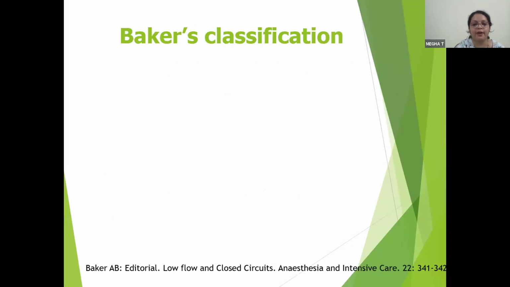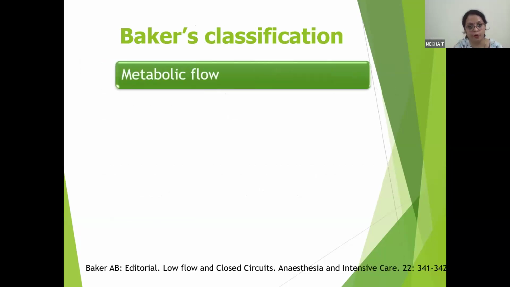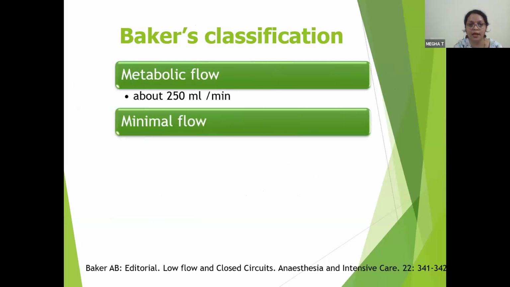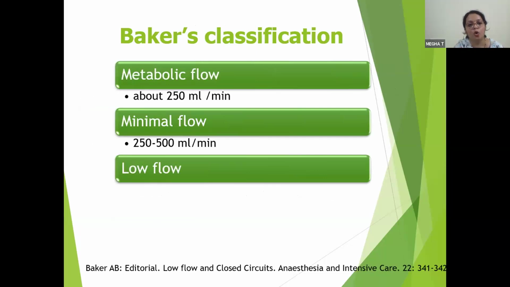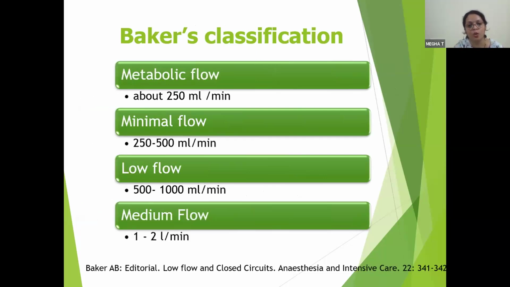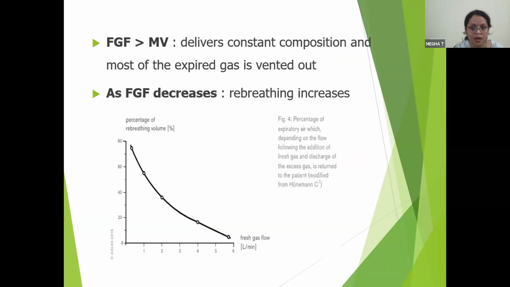Baker further classified based on the flows into metabolic flow, which is about 250 ml per minute, minimal flow, which is 250 to 500 ml per minute, low flow, 500 to 1 liter per minute, medium flow, which is 1 to 2 liters per minute, high flow, 2 to 4, and very high flow, 4 liters per minute and above. So we can see here that low flow is 500 to 1000 ml per minute.